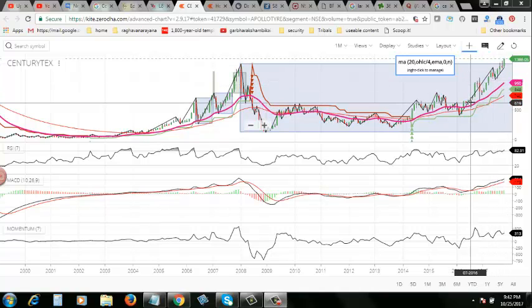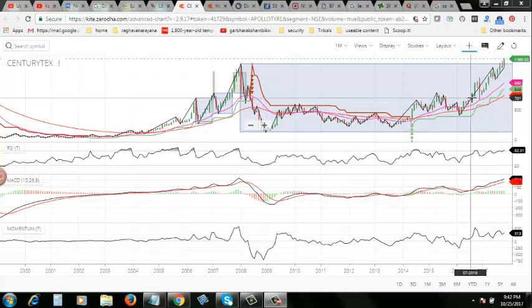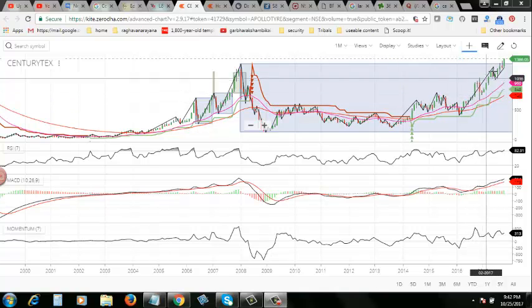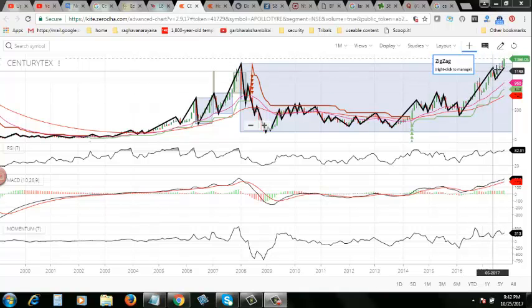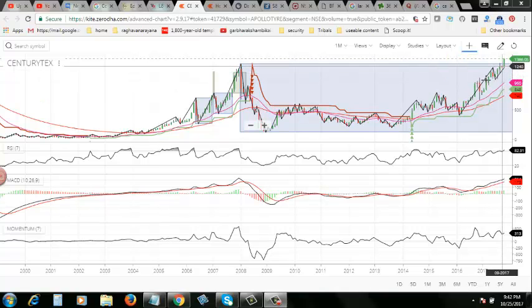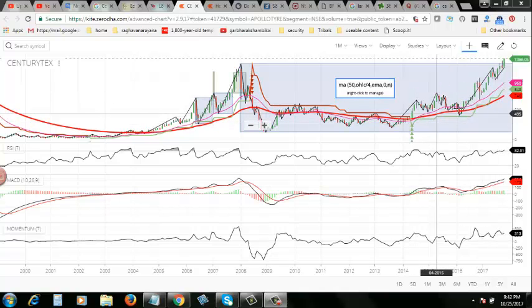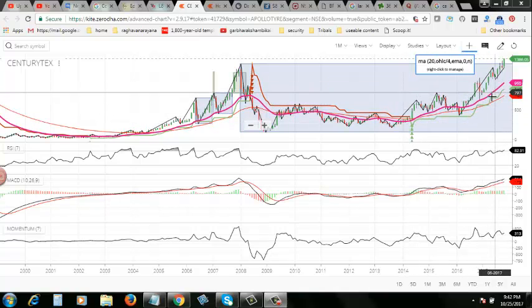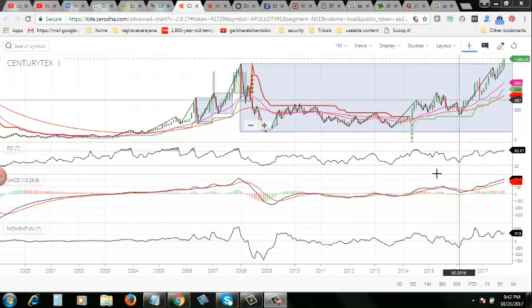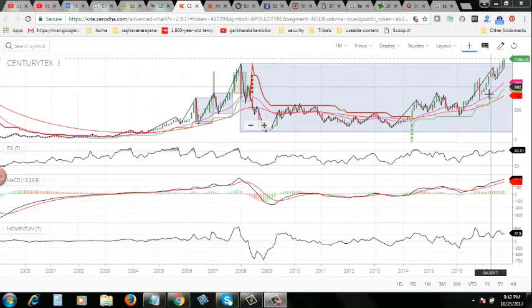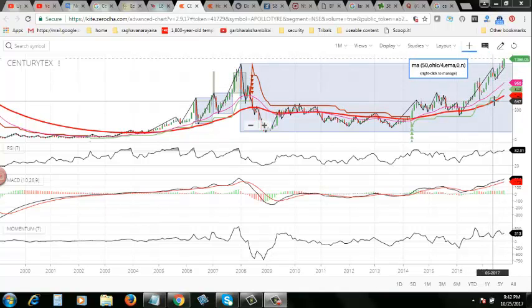And one more good thing is, the Centurytex has already crossed its 20-day moving average, and it started going up. There is some consolidation for a little bit of time, but after that again it started going up, which is a very good thing. And the super trend is already formed. You can see the green color super trend here, and it is continuing, it's still extending. So all these indicators tell us that Centurytex is a stock which we can invest in for our long term strategy.